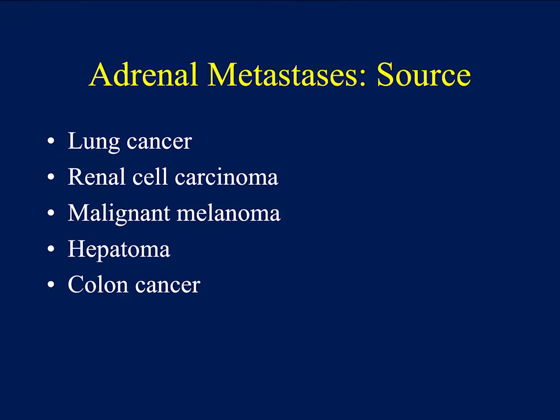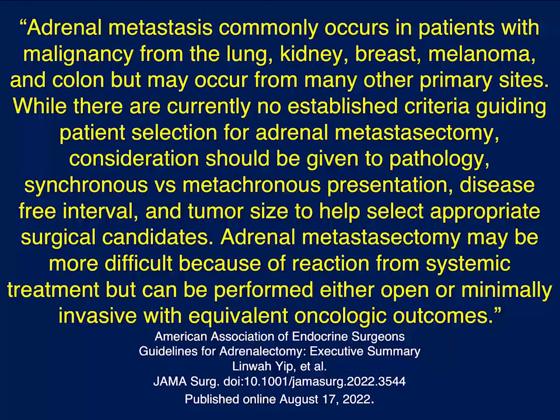Now, something else, of course, to consider is metastasis. There's a range of appearances. Usually the tumor is known. The patient has a known primary. Typical sources are lung cancer, renal cell, melanoma, hepatoma, colon cancer. We know that renal cell will give typically vascular metastasis. Melanoma and hepatoma give the largest metastasis.